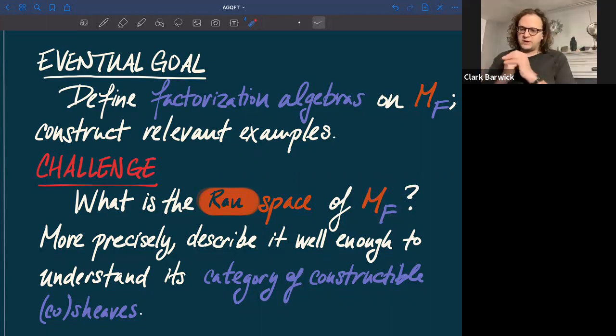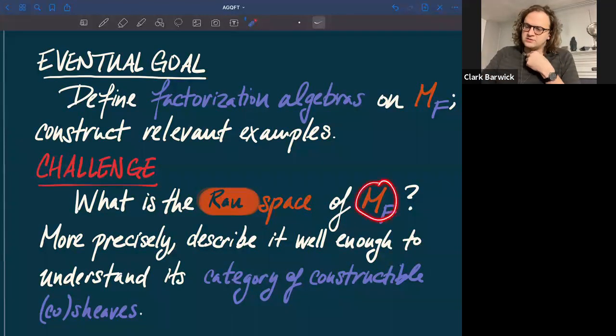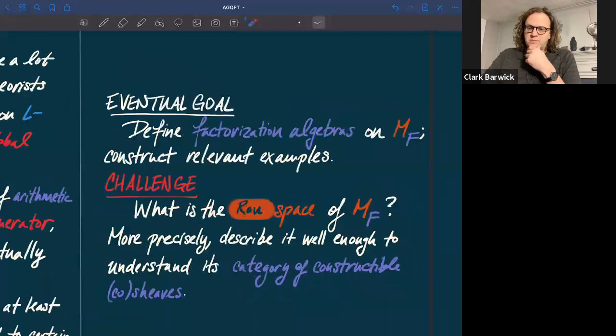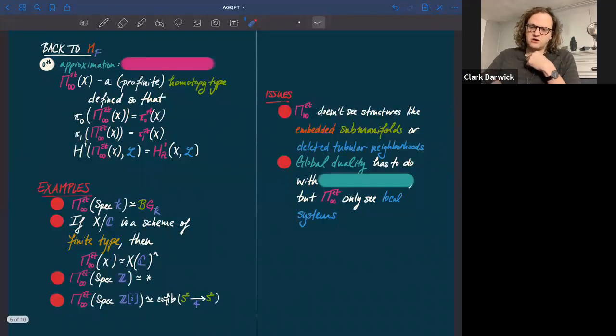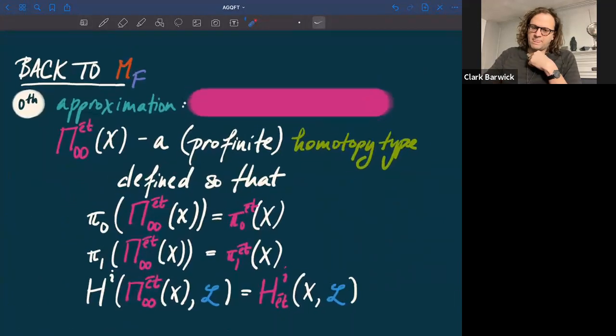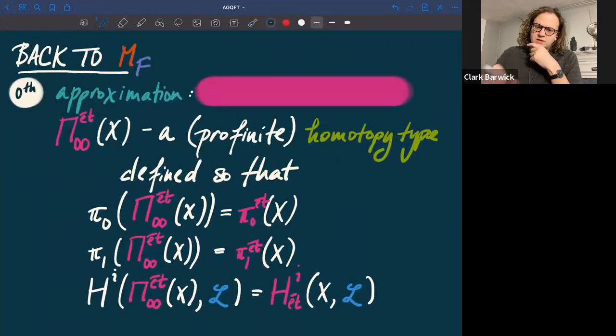Okay, so how could we possibly go about this? I think a reasonable starting place is to really understand what kind of object this MF is. So now let's go back to this discussion of the étale homotopy type. This is in some sense going to be the 0th approximation to my MF, and you'll see why I say 0 in a minute.